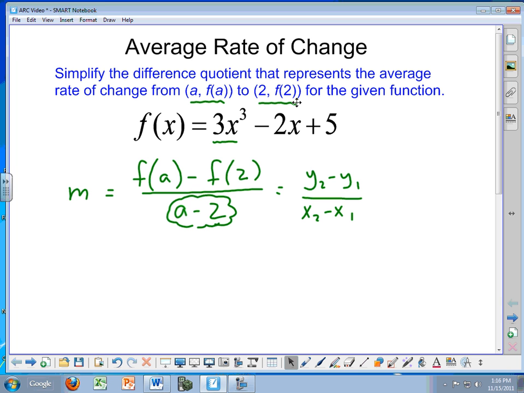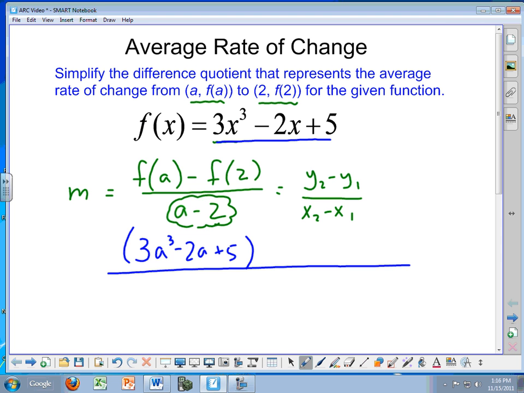So starting with the problem f of x equaling 3x cubed minus 2x plus 5, we'll write our difference quotient here, f of a being 3a cubed minus 2a plus 5. And I'm going to put this in parentheses, even though it's not necessary here, minus f of 2, which would be 3 times 2 cubed minus 2 times 2, and then plus 5. That's all over a minus 2.